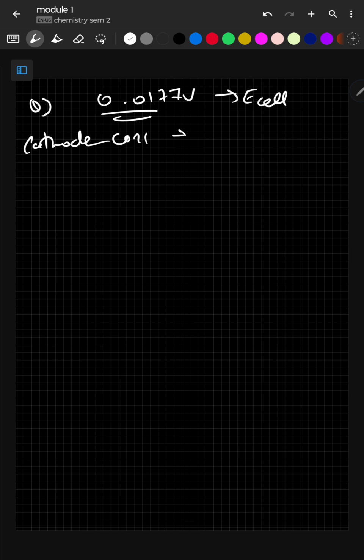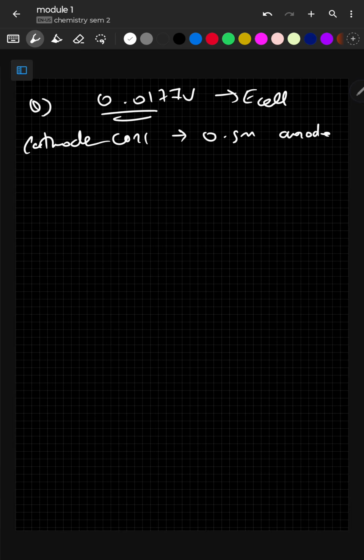One more question, let's do quickly. Question: a silver concentration cell potential is 0.0177 volt. If the cathode concentration is 0.5 molar, calculate the anode concentration.